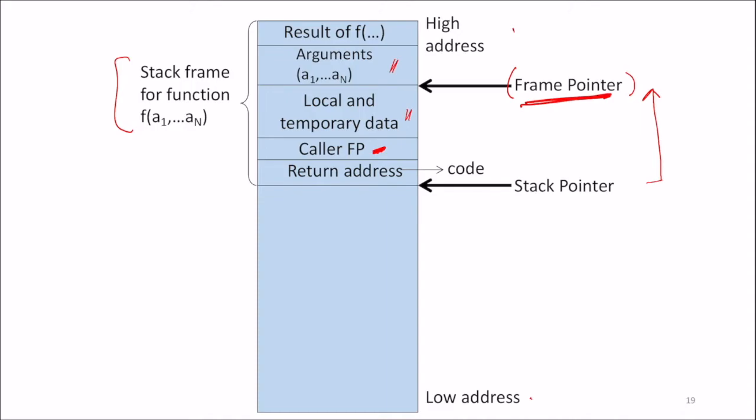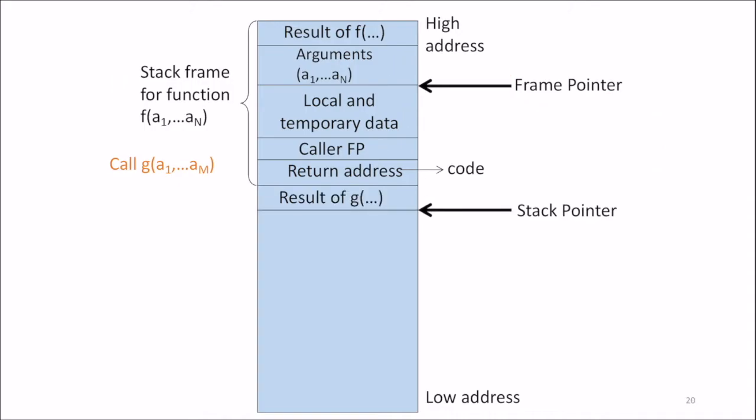So let's take an example of F calling another function G. So let's say that F calls G with some arguments A1 through AM. The first thing we do is add some memory to the stack. So what we're going to do is decrement the stack pointer so we get some more space where we're going to store the result. This is going to be the result of G. And the reason we're storing it here is because it's going to be used by function F, right? So that's why it's stored over there above the frame pointer for G.